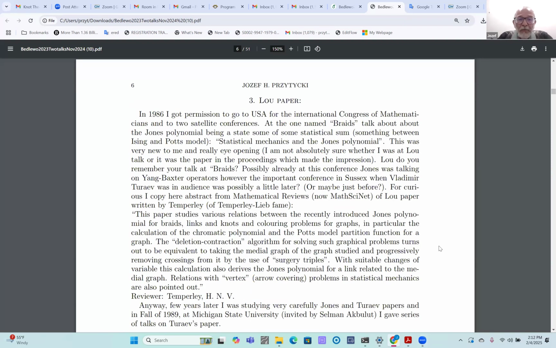Yes. So now, as in the title of my talk, I said that with respect to the Yang-Baxter operator or general statistical physics, a big influence was Lou Kauffman's paper in the proceedings of the Braids conference. The conference was in the summer of 86, a kind of satellite conference to the Berkeley Congress of Mathematicians. Lou wrote the paper Statistical Mechanics and the Jones Polynomial. As I wrote here, this was very new to me and really eye-opening.